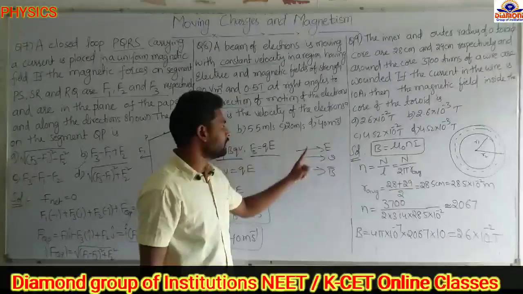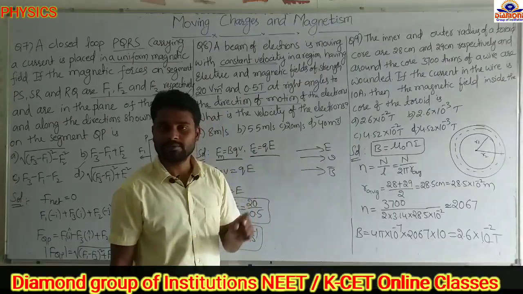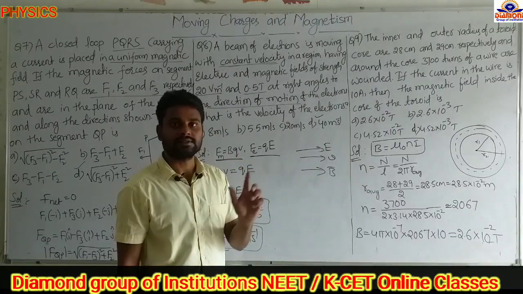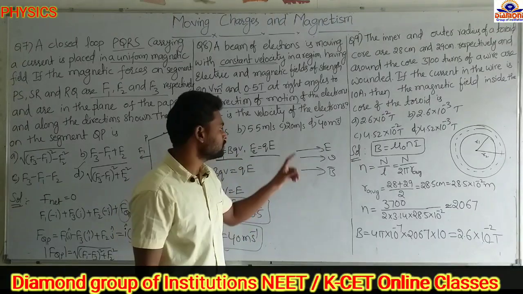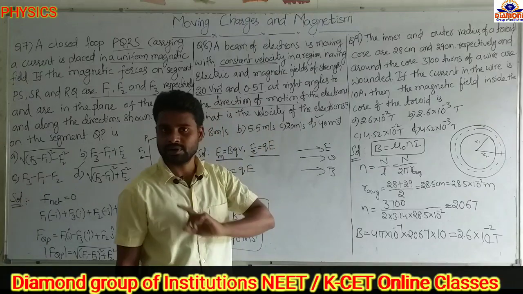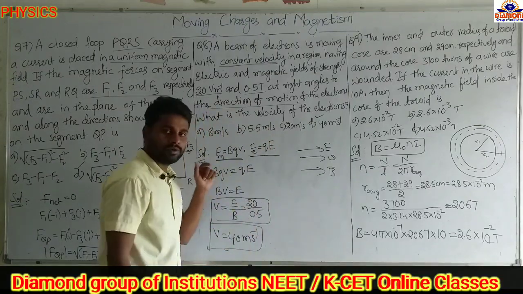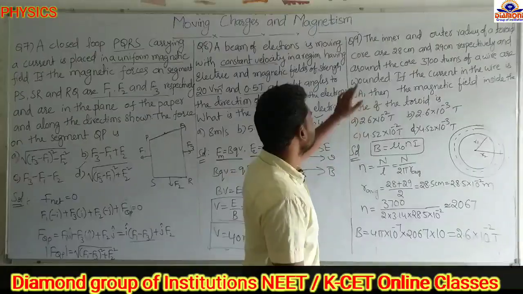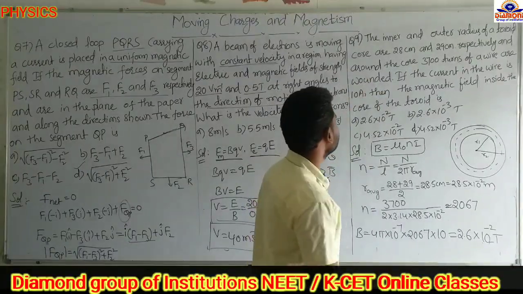If the electric field and magnetic field are perpendicular to the motion of the particle, then the particle will move with uniform velocity, no acceleration here. Why? Because the force due to the magnetic field and the force due to the electric field cancel out, and it will move with uniform velocity in a straight line path. Remember that one. Next, come to see the inner and outer radius of the toroid.